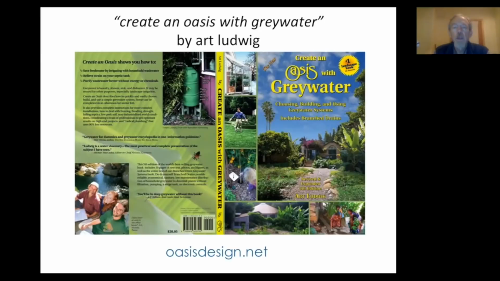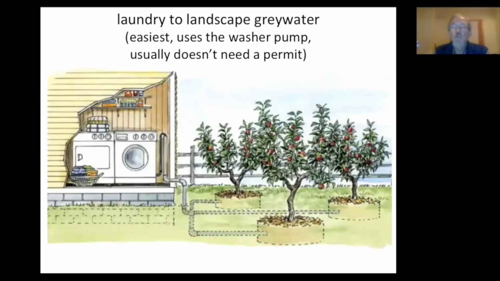Art Ludwig in his book, Create an Oasis with Gray Water. And there's his website, oasisdesign.net. Really, the website I highly recommend going to. It's a wealth of information on reusing gray water to irrigate landscapes. One of the simplest things you can do to reuse gray water is what's called laundry to landscape.